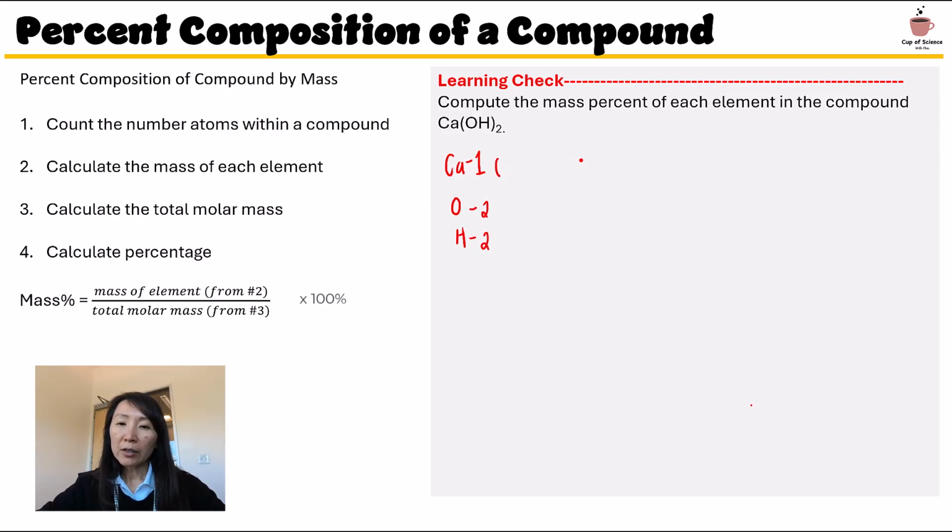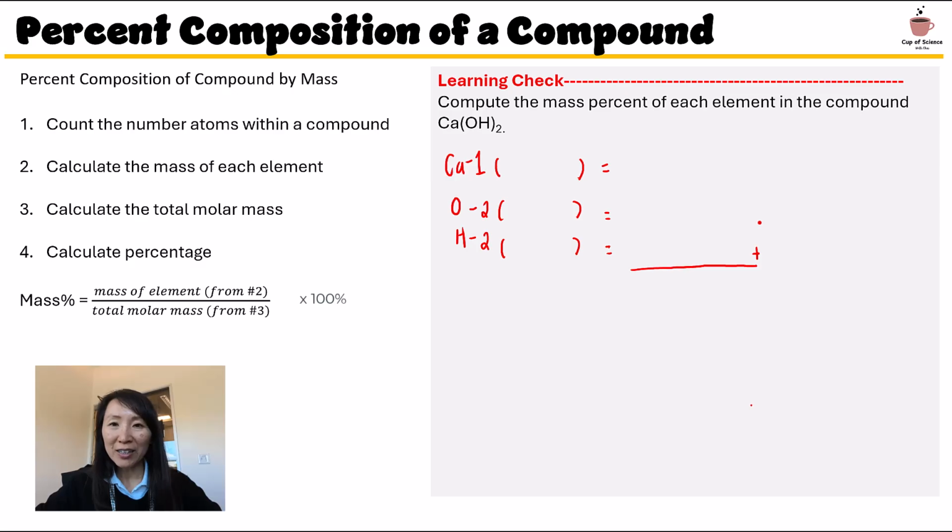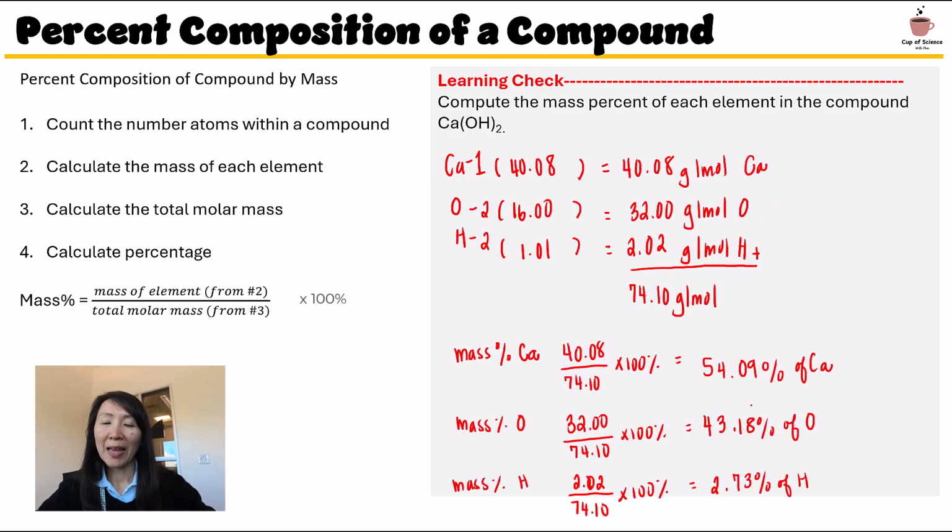Then you're going to look at the periodic table and assign each molar mass for each element. Then you're going to multiply that out and get individual masses and add them all up to get the total molar mass. So I'm going to set you up like this, and then go ahead and try it and come back and check the key. And here is the key on the right.